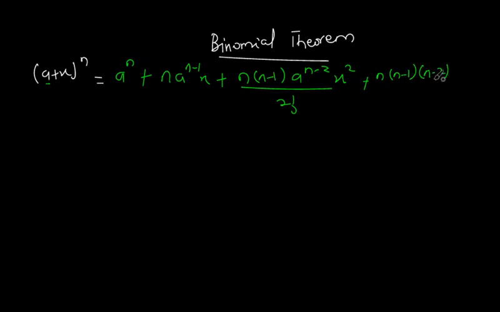Then plus n times (n minus 1) times (n minus 2), then a to the n minus 3, x cubed, all over 3 factorial. Plus n(n minus 1)(n minus 2)(n minus 3), then a to the n minus 4, x to the 4, divided by 4 factorial, till you have x raised to the power n. So this is the general way of expanding a binomial using the theorem.